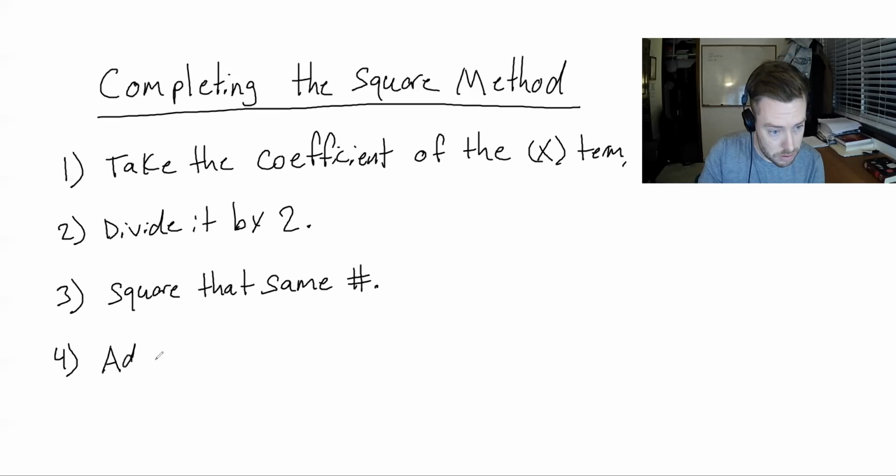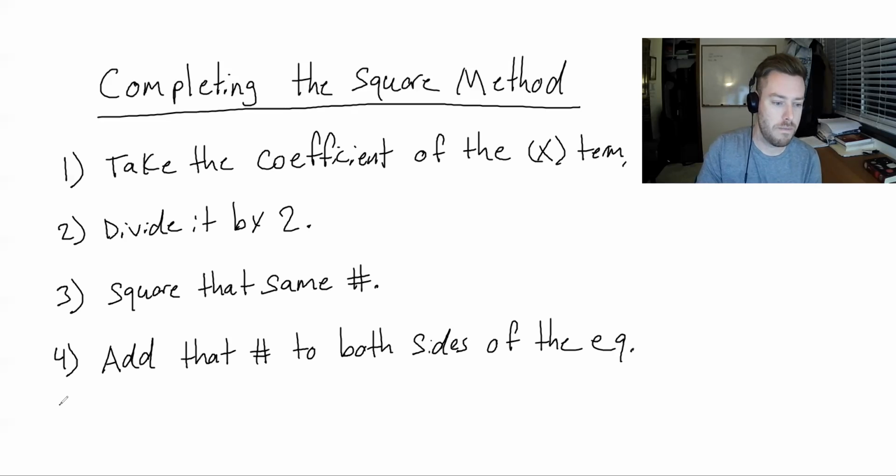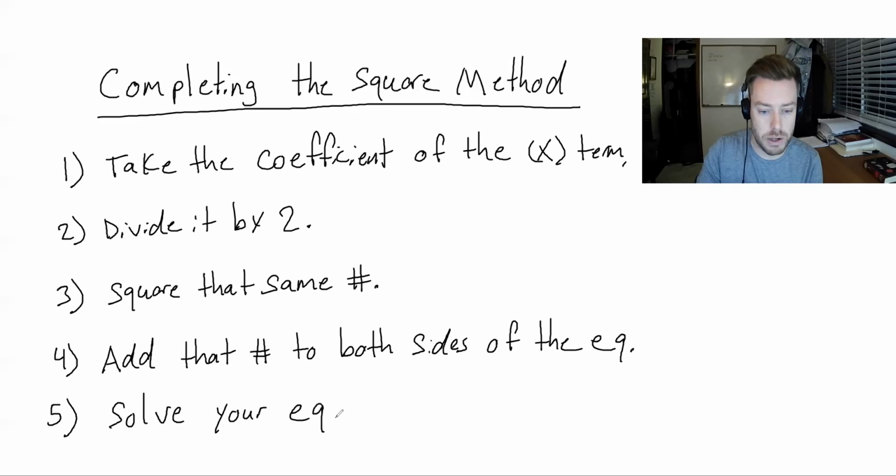Fourth, add that number, positive or negative, to both sides of the equation. Fifth step, solve your equation. So hopefully that makes sense, right?